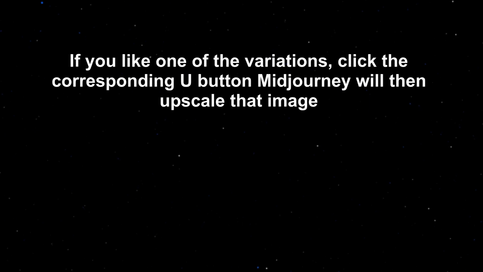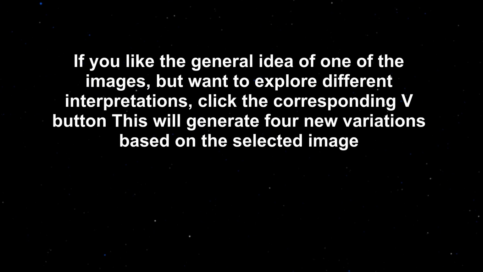If you like one of the variations, click the corresponding U button. Midjourney will then upscale that image. If you like the general idea of one of the images, but want to explore different interpretations, click the corresponding V button. This will generate four new variations based on the selected image.